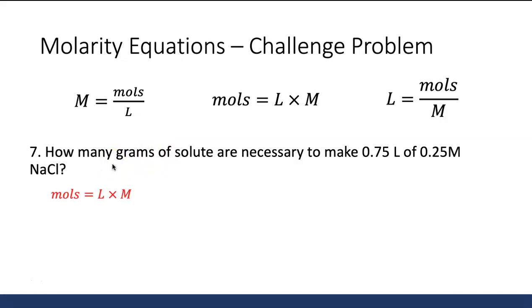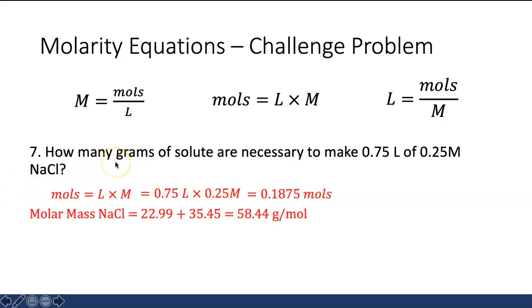So first let's solve for moles. So I'm going to use this equation. Moles equals liters times capital M. 0.75 liters times 0.25 M equals 0.1875 moles. Now that I have moles of sodium chloride, I can convert that to grams of sodium chloride. So I need the molar mass before I do that. So I'm going to add the mass of sodium plus the mass of chlorine. That will be 58.44 grams per mole.